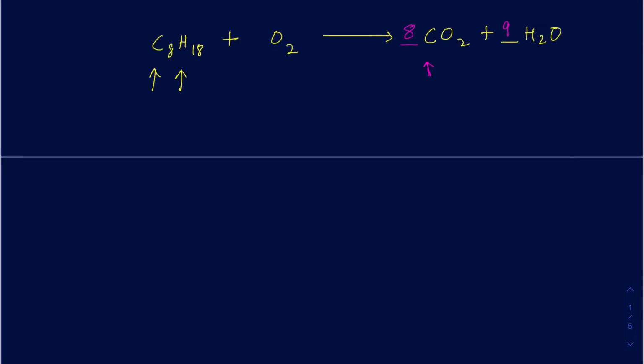So now you have your carbons and your hydrogens balanced on both sides. And like I said, we will worry about the oxygens at the end because oxygen was by itself. Now, focus on how many oxygens you got on the product side. So I have 8 CO2, that gives you 16 oxygens.